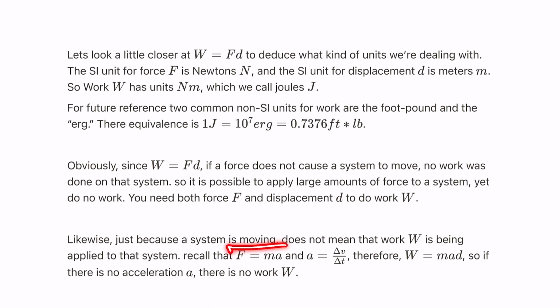Recall that force is actually equal to mass times acceleration, meaning that it is a product of acceleration, and you can only have acceleration when you have some change in velocity over time. Therefore, work is really just a product of acceleration, just as force is. So if there is no acceleration, then there is no work, because if there's no acceleration, then there is no force. So let me restate one more time.